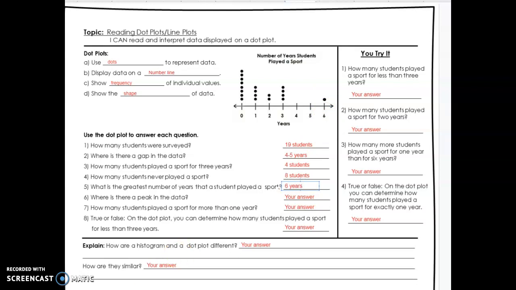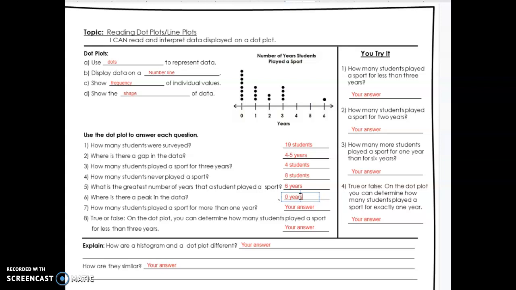Where is there a peak in the data? The peak in the data is right here. Right here, there's 0, there's the biggest number of people who played 0 sports. So 0 years.